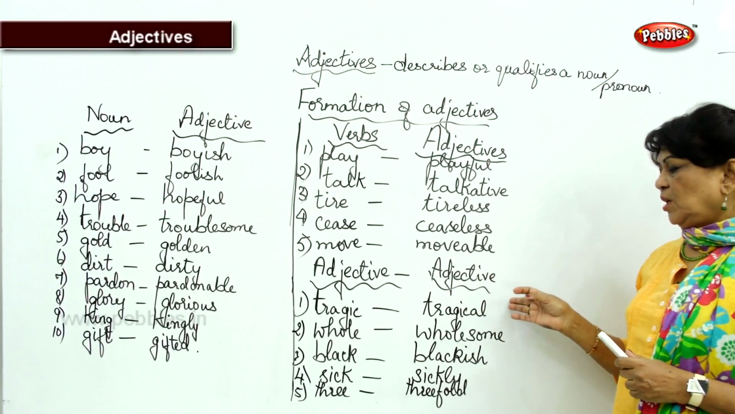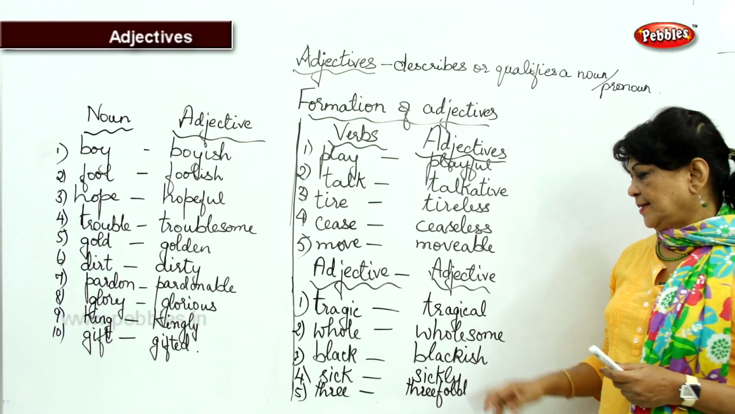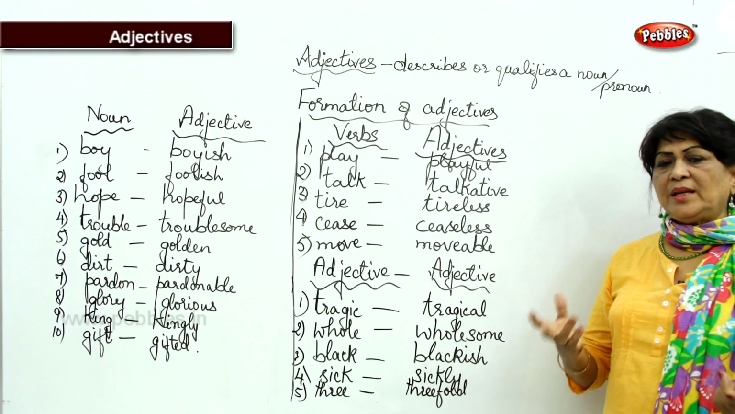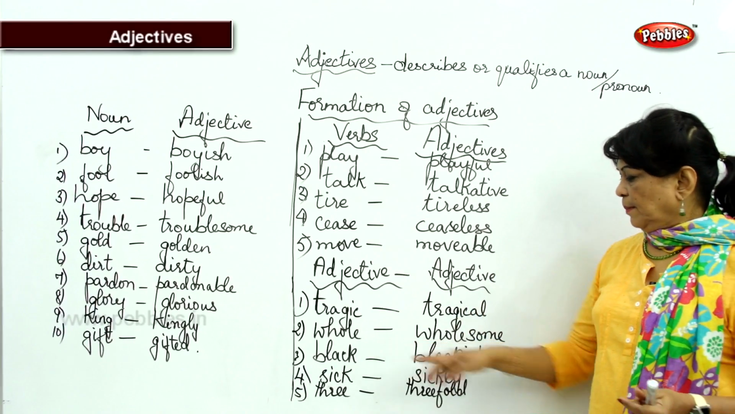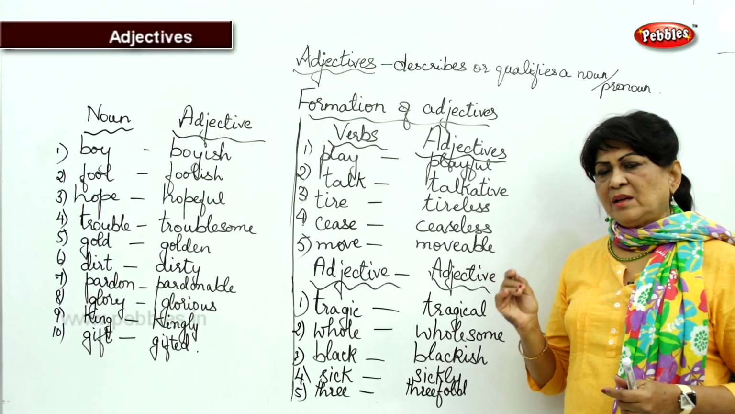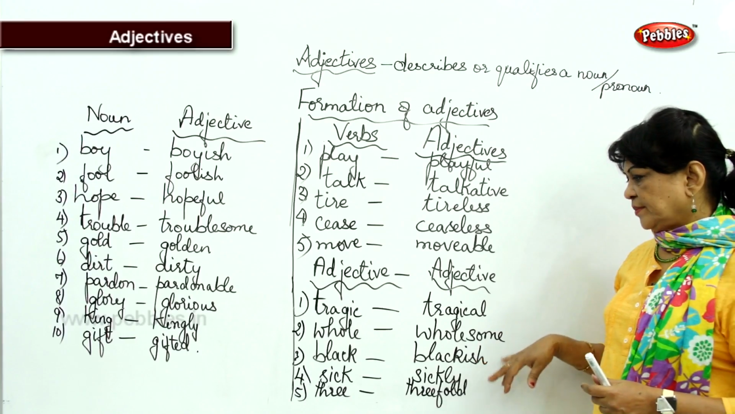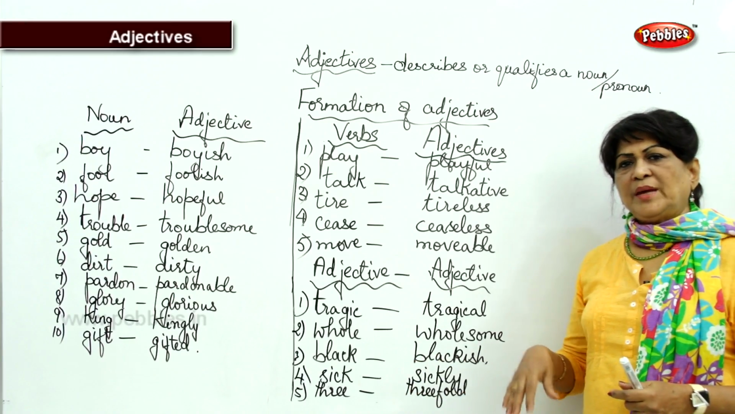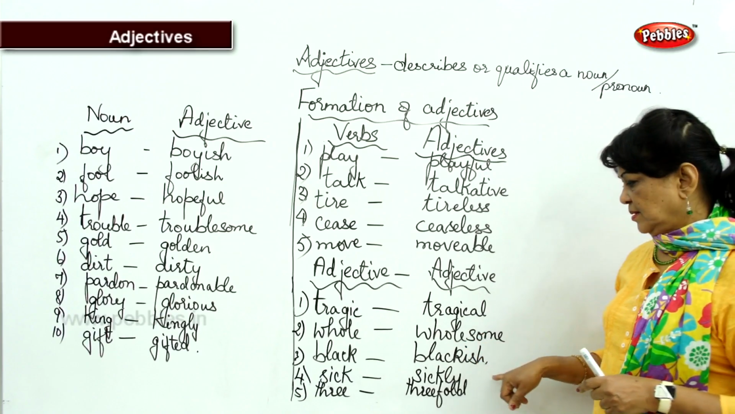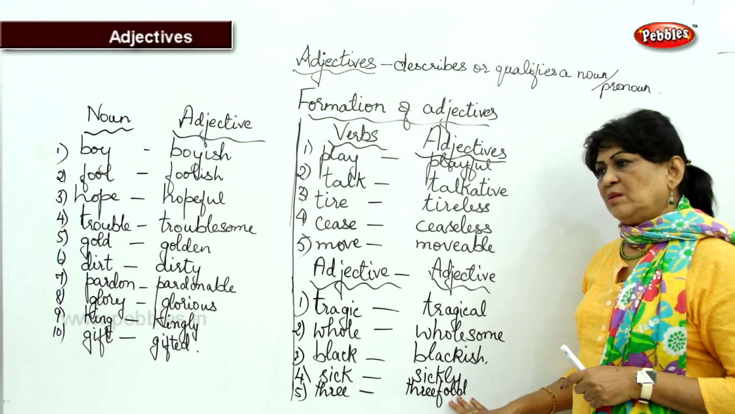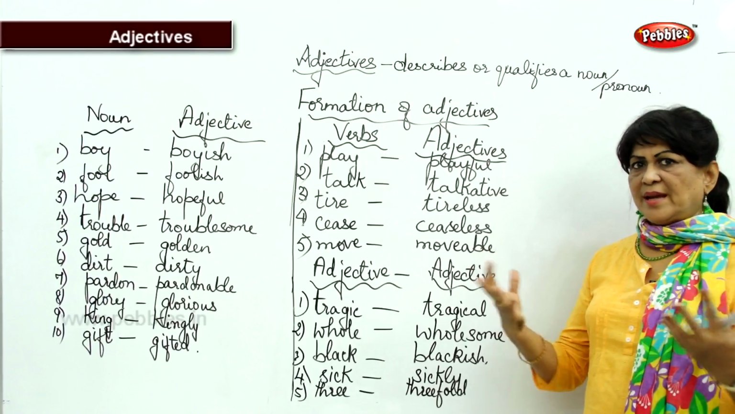Tragic. It was a tragical accident. So it describes the accident. Wheat is a wholesome food. Wholesome. Black. The sari or her hair was very blackish. Okay, blackish. Sick. My grandmother had always been a sickly person. Sickly. He got the threefold blessings, that is 3 times more.